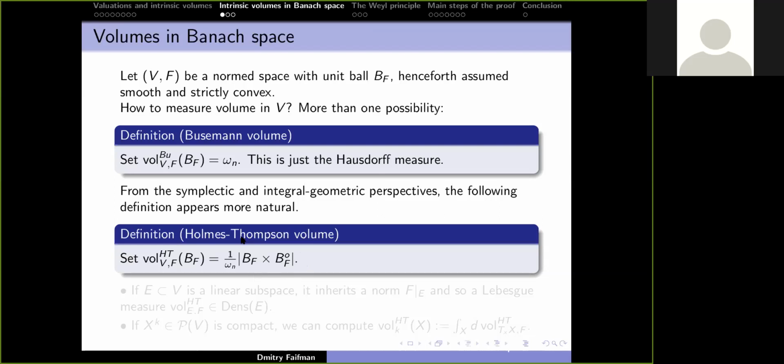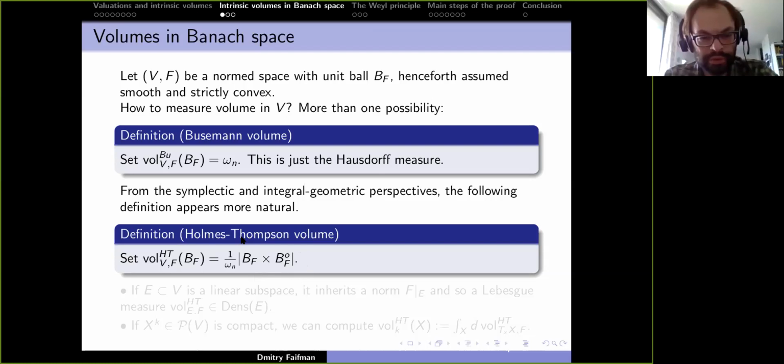Is this space finite or infinite dimensional? Finite. So n is the dimension. Yeah. Right. Thanks.